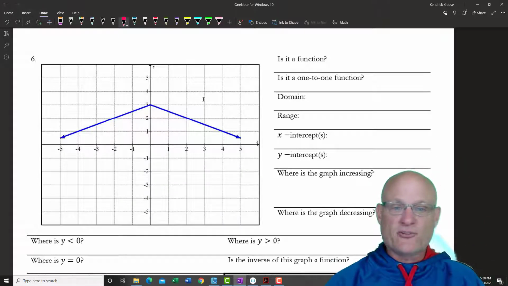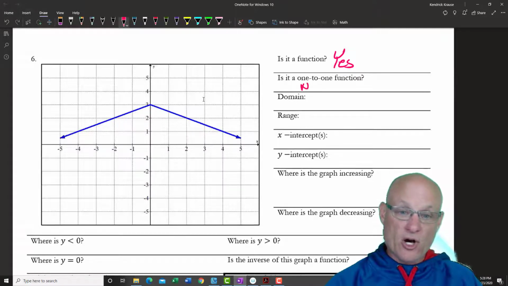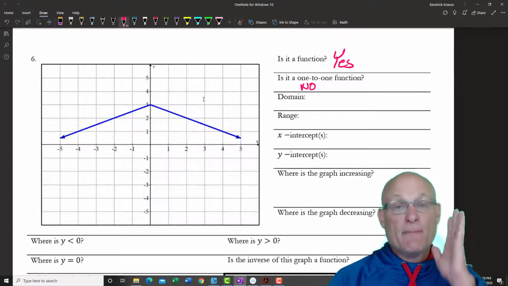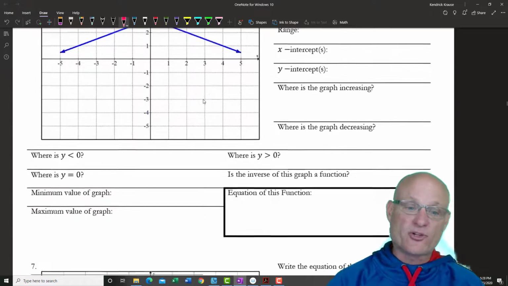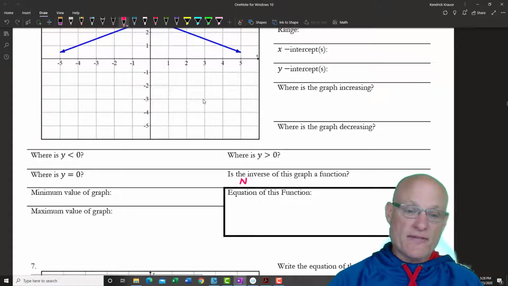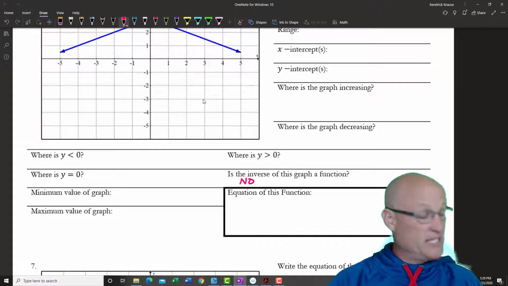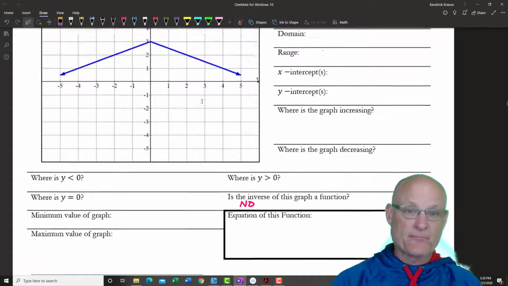So is this a function? Yes. Passes the vertical line test. Is it a one-to-one function? No, it fails the horizontal line test. Because it is not a one-to-one function, we know for certain that the inverse will not be a function. It can't be.